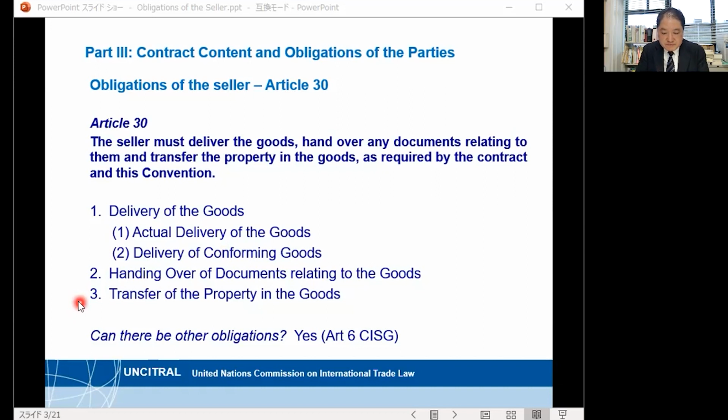Can there be other obligations? Yes, the parties can agree on additional obligations under Article 6. For example, the seller of a machine may undertake an obligation to install the machine at the buyer's factory. Under Article 3, Paragraph 2, the CISG applies to such contracts unless installation is the preponderant part of the seller's obligation. So there can be additional obligations, but the basic obligations of the seller are these 3 types. I will begin with the last one, transfer of the property in the goods.